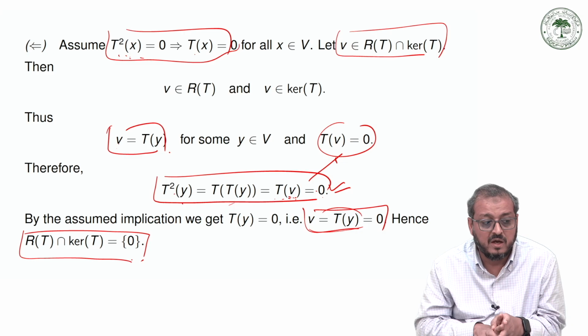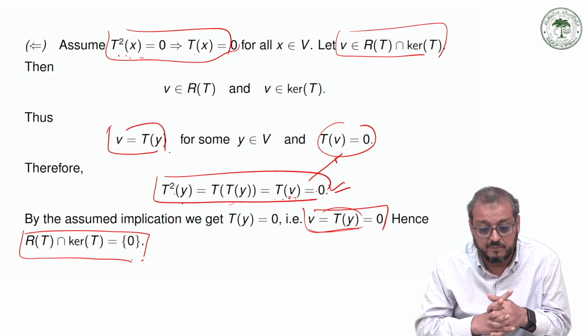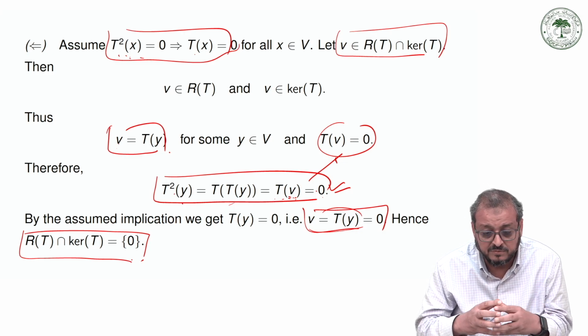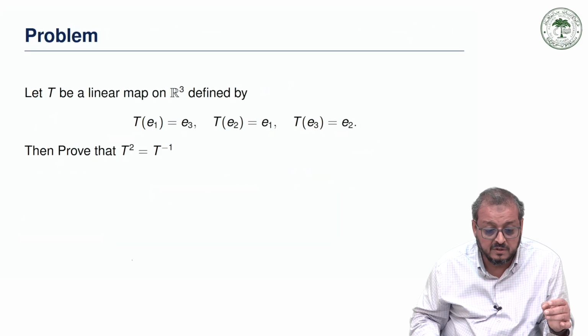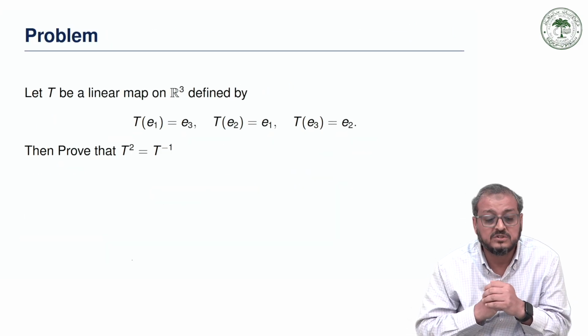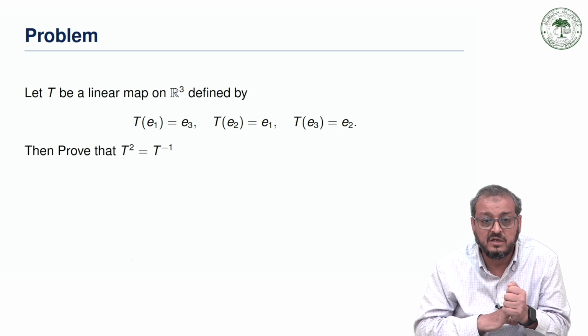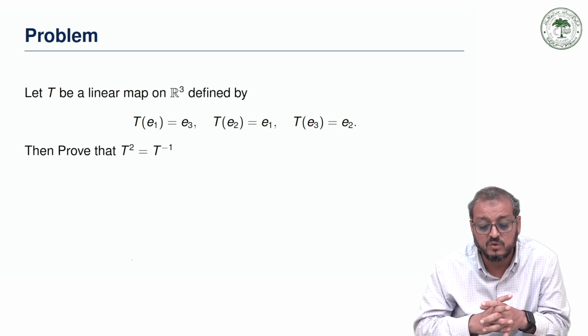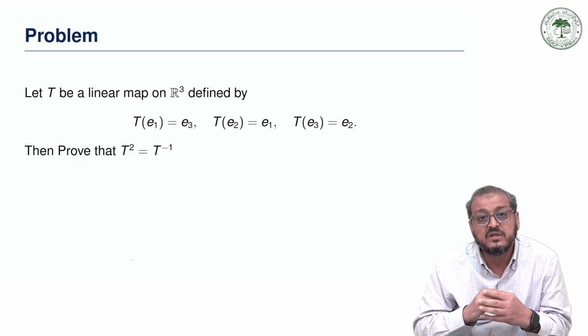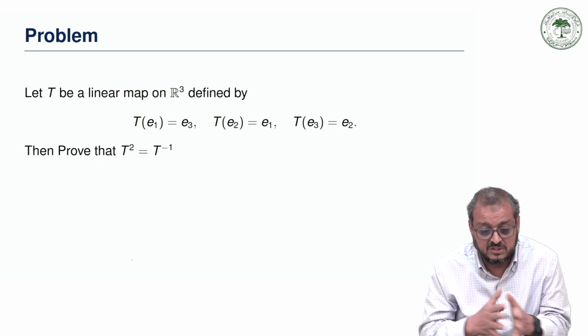So now I just complete these problems. I leave one problem for you as a home assignment. Where T is a linear map on R3, define T of e1 equal to e3, T of e2 equal to e1, and T of e3 equal to e2. Then you have to prove that T square is equal to T inverse. So this is your home assignment.